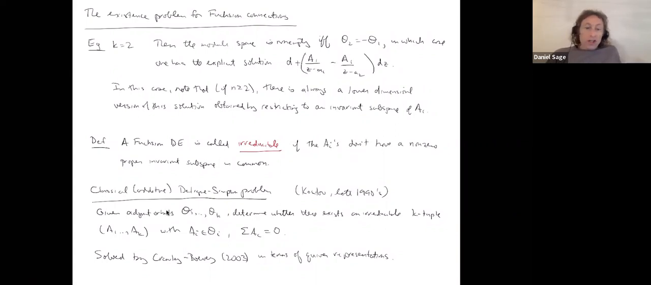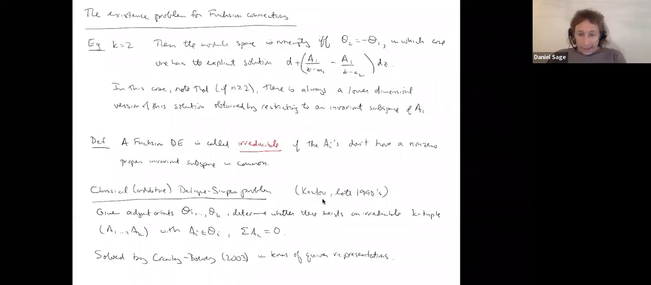So now the classical additive Deligne-Simpson problem, which was formulated first neither by Deligne nor by Simpson, but by Kostov in the late 1990s: given adjoint orbits, determine... and he didn't worry about resonance or non-resonance because from a matrix theoretic point of view, it doesn't matter.